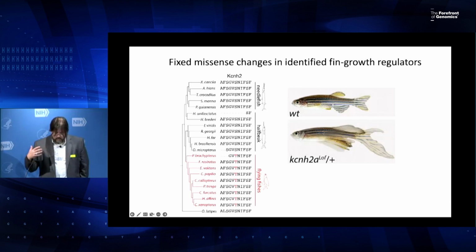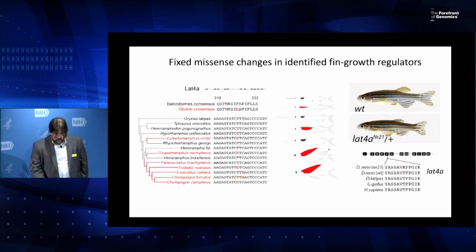KCNH2, as I said earlier, leads to elongation of all the fins in a coordinated fashion. We also find mutations in LAT4A, which in gliders gives specific mutations here. And we actually find in our screen that we get loss of function, missense mutations in this particular gene, in this mutant NR21, which encodes LAT4A. So short fin mutations, we're finding mutations involved in that too.